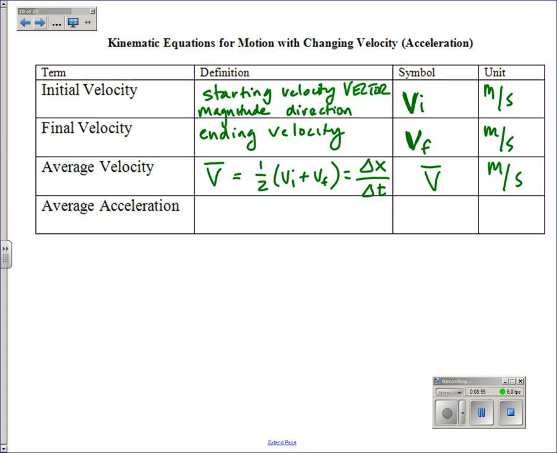Finally, we have a new one. We have acceleration. And if you have a situation like this where velocity is changing, you must have acceleration. That's a speeding up or a slowing down. Our definition of average acceleration is change in velocity over change in time. It can sometimes be written as Vf minus Vi over delta t. Final minus initial is always change. The symbol is just a lowercase a, and our units are meters per second squared.